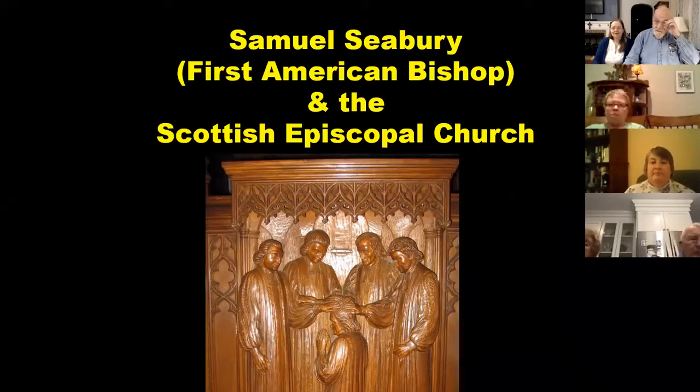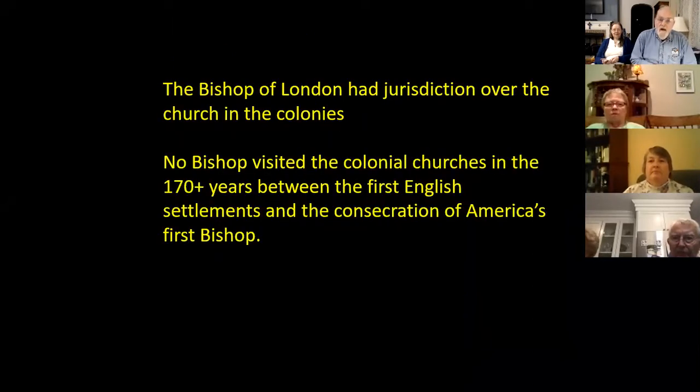Obviously, we're talking this week about Samuel Seabury, the first American bishop, and the Scottish Episcopal Church. Just a quick review of the basics of the colonial church in America. Beginning with Jamestown in 1607, the Church of England was present in the founding of most, but not all, of the colonies. The Church of England in the colonies was under the authority of the Bishop of London.